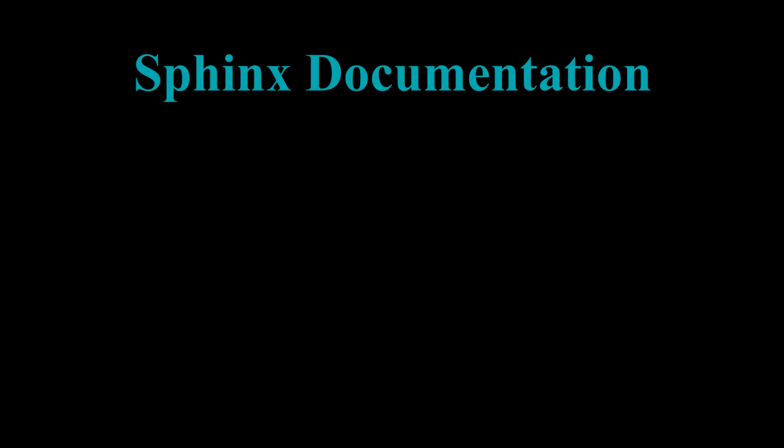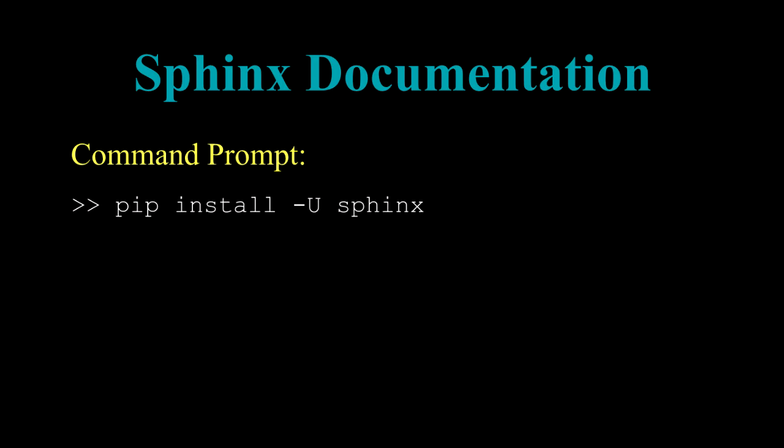To use Phoenix in our documentation process, first we have to install it. So for that, open command prompt and use pip install -U Phoenix. This will install Phoenix into your computer, and you can check the installed Phoenix version using the Phoenix-build --version command.